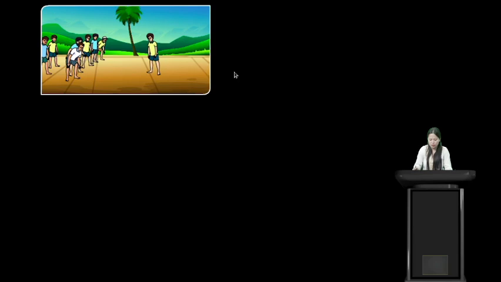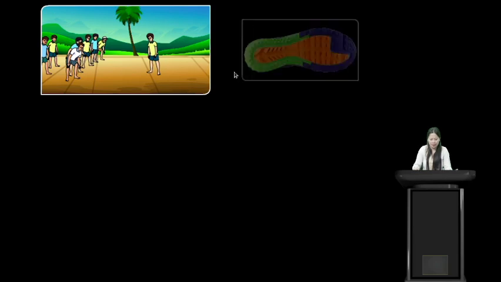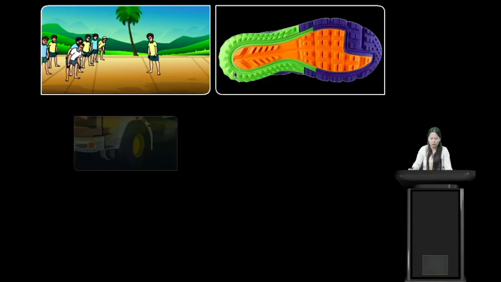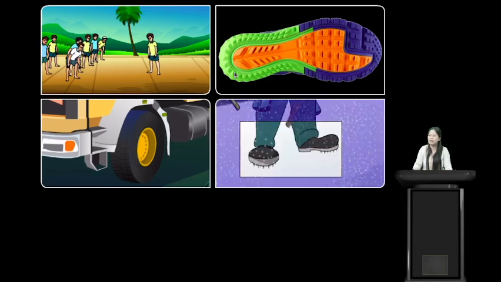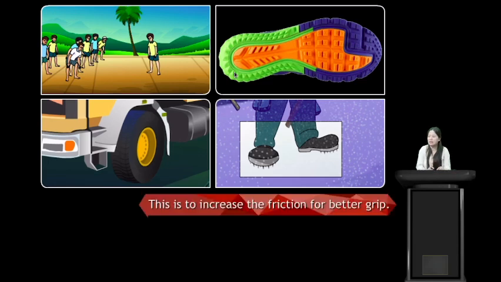Yes, students. In all of these examples, applying dirt on our hands, the grooves on the sole of our shoe, the threads on vehicle tires, and spikes on snowshoes, we do all these because we need to increase the friction for better grip. We apply dirt on our hands because in Kabaddi we hold our friends. So to get better grip, we apply dirt on our hands to increase friction.